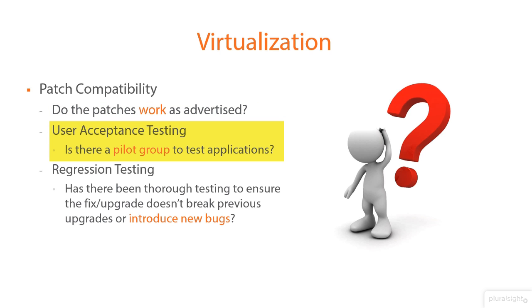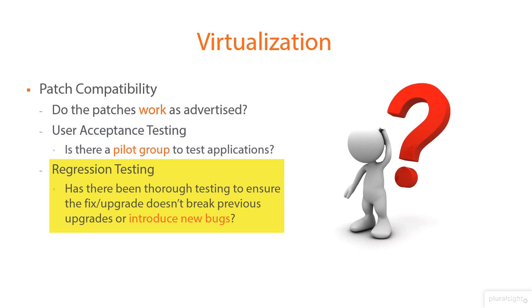You can do user acceptance testing. You can very easily clone those virtual machines and have a number of instances set up. You can bring in users, a pilot group if you will, and have them test applications to make sure they're actually functioning as advertised. And then we can also do regression testing.